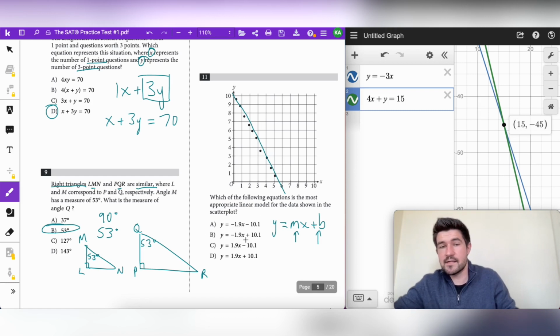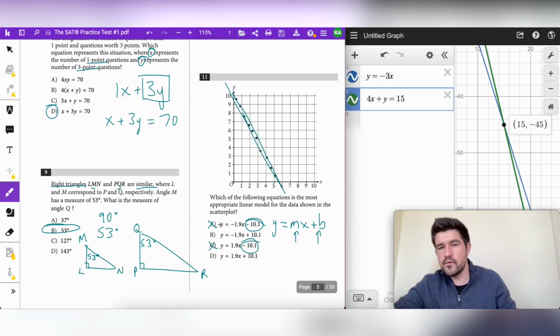Well, clearly it's positive because it's up here in the positive y area. So that already gets rid of A and C, which have those negative intercepts. Those are bad answers. And then finally, the only difference between B and D is that the slope, 1.9, is either positive or negative. Well, remember, if a line goes down like this one, from left to right, it's going down, it has to have a negative slope.